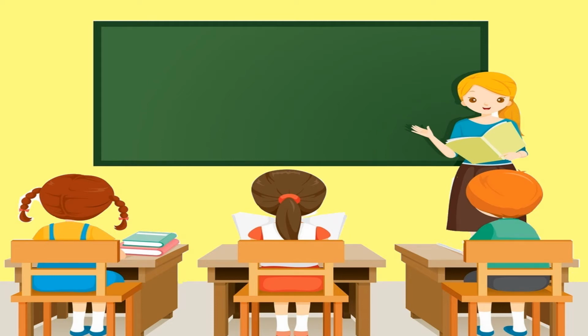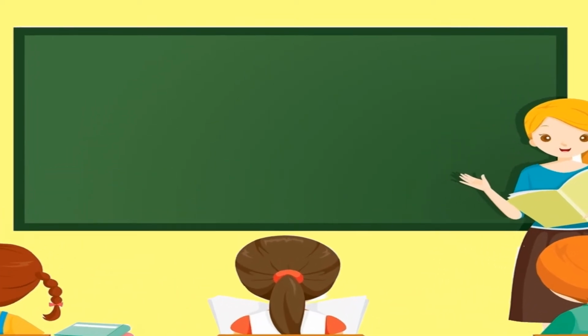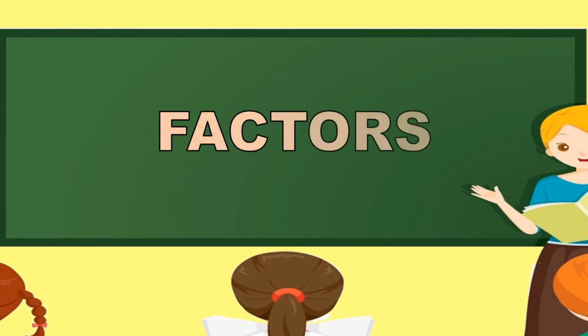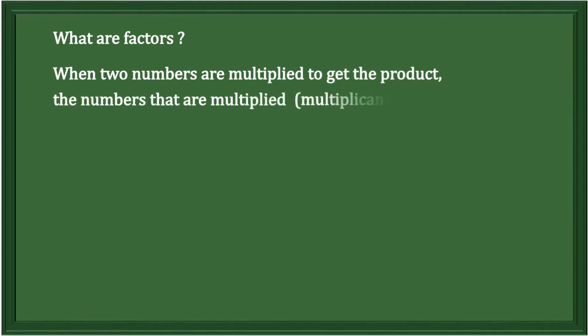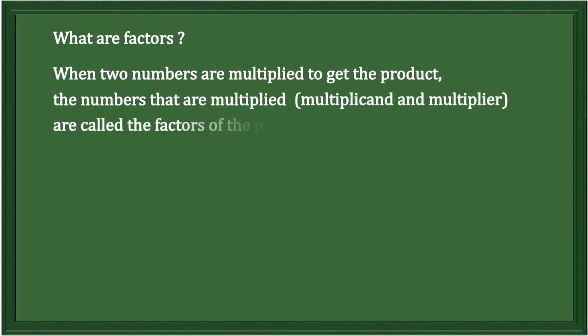Hello children, today we are going to learn about factors. What do you mean by factors? In simple terms, we can say that when two numbers are multiplied to get the product, the numbers that are multiplied, that is the multiplicand and the multiplier, are called the factors of the product.